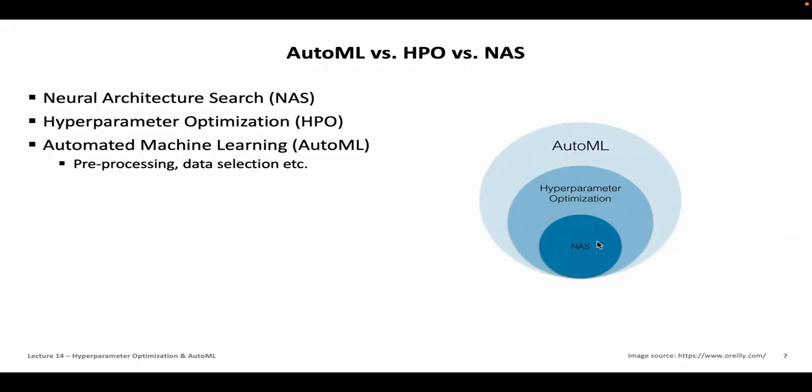To put this all into perspective, there are three areas where you can tune predefined parameters. One is the so-called neural architecture search that just deals with architectural parameters. Then we have the so-called classic hyperparameter optimization. And then if you add parameters of the pipeline on top, you get what is commonly referred to as automated machine learning.